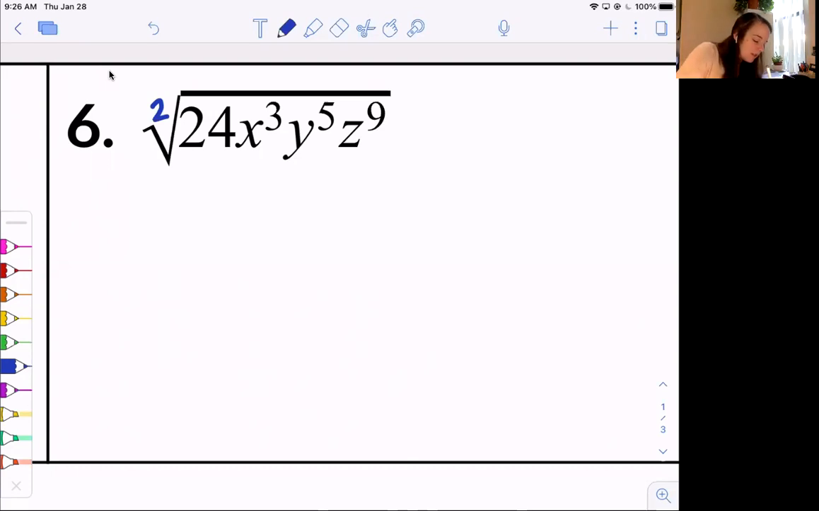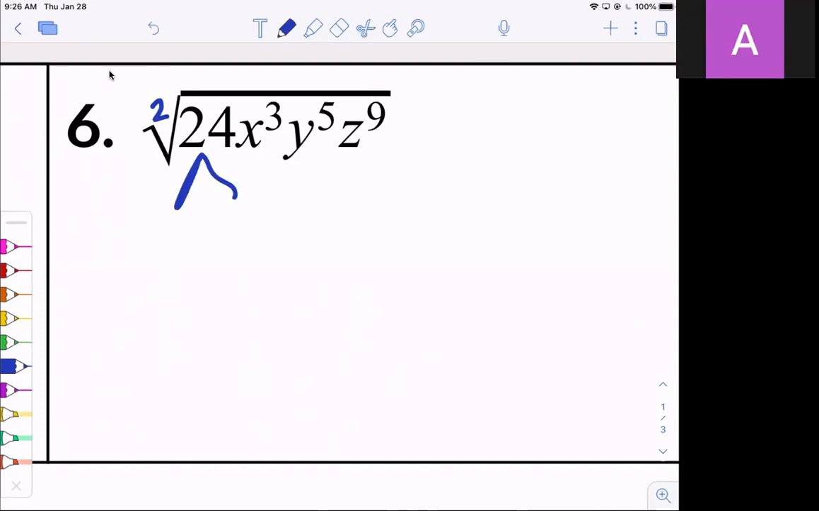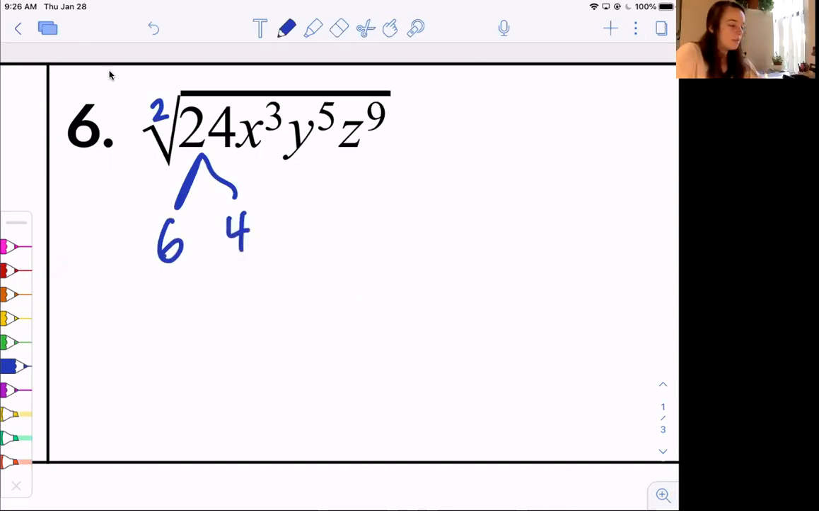What can I break 24 into? I have many options. 6 times 4, cool. It doesn't matter. You could do 3 times 8. You could do 2 times 12. You could do any of those options. They'll all break down into the same thing because we're going to keep breaking them down.